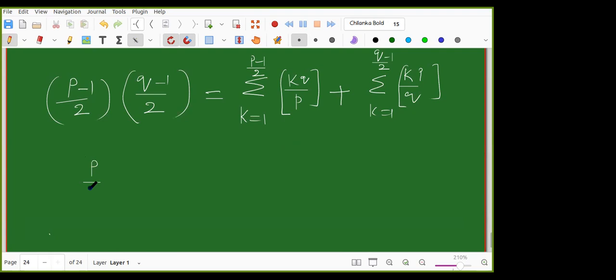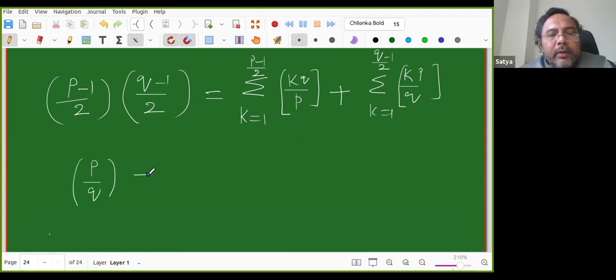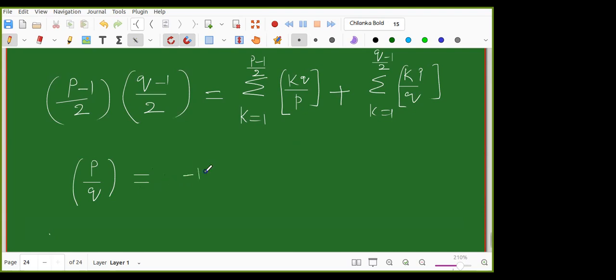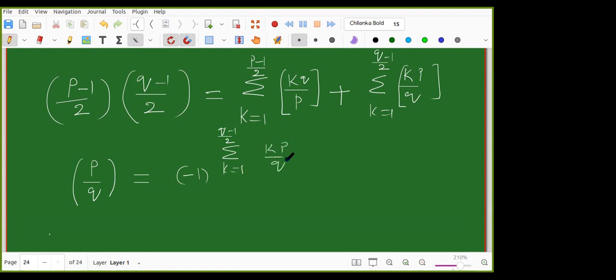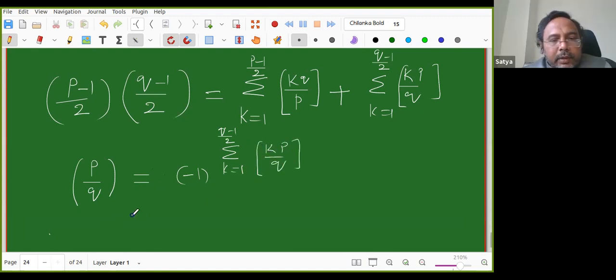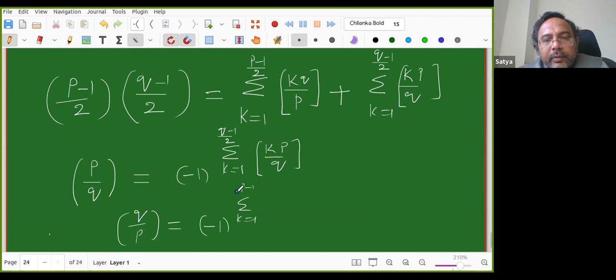In the previous equation we had (-1) raised to... what from the previous problem? (p/q) equals (-1) raised to the summation for k = 1 to (q-1)/2 of kp/q. Sorry, kp/q, right? This is that part. And (q/p) equals, from the previous result, since both are odd, so Eisenstein we can apply, (-1) whole power summation for k = 1 to (p-1)/2 of kq/p, correct? So these are the two things we have with us, right?